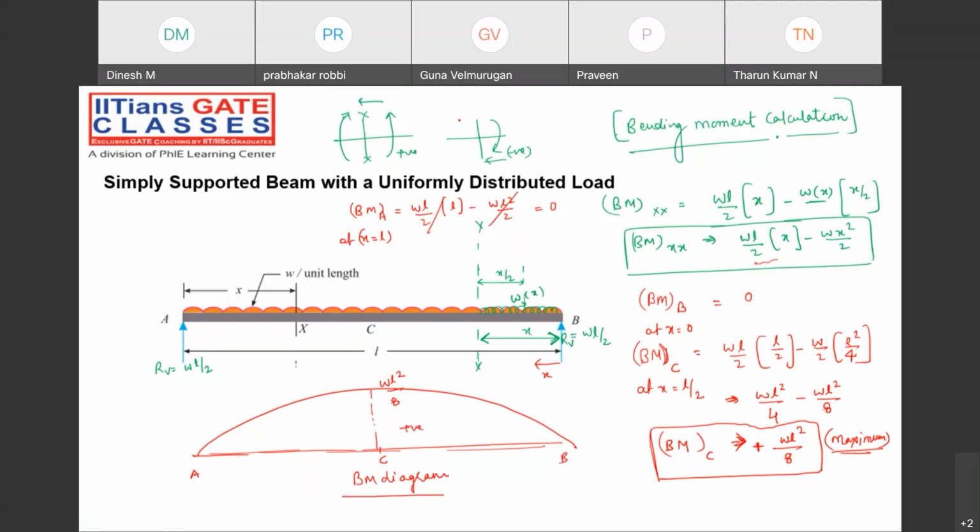This is sometimes called hogging bending moment. And this is called sagging bending moment. Please note down sagging and hogging bending moment. Very, very important.